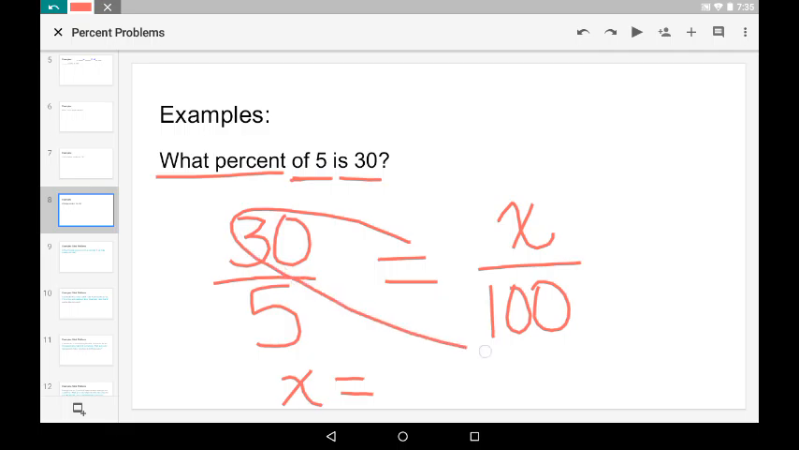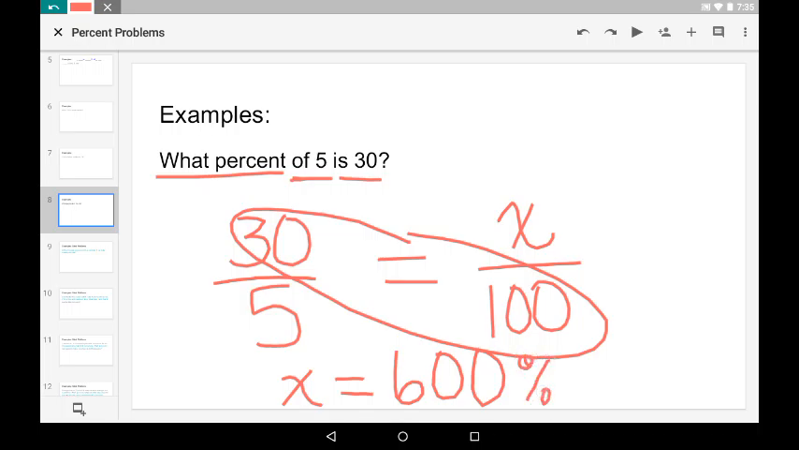So we're going to cross multiply 30 times 100 divided by 5 will give us 600. So 30 is 600% of 5.